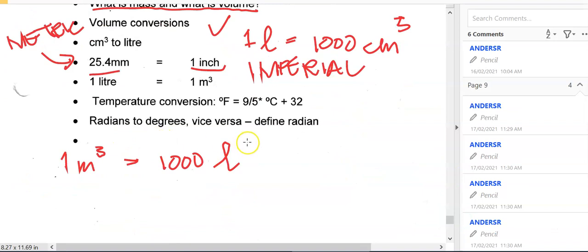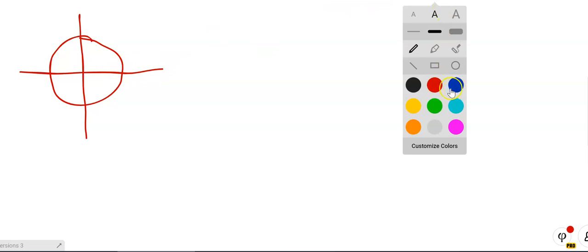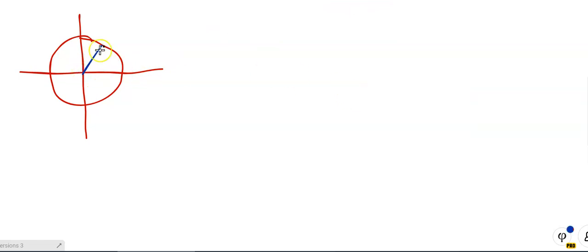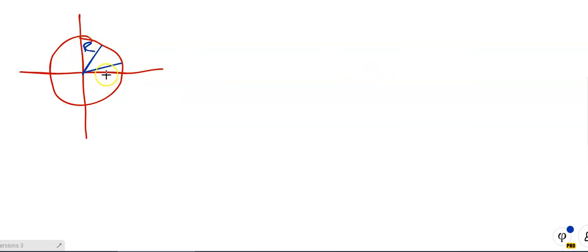Right, radians to degrees, vice versa, and define radian. Some of you might have heard radian, but I think most of you will not have heard of what a radian is. Right, let's say I have a circle. There's a circle, and there's its vertical line, and there's its horizontal line. Right, that there is its radius, and of course that's also a radius. Okay, and the angle inside there, let's call it the famous theta. And if I measure that arc length over there, the curve length, we call that S.